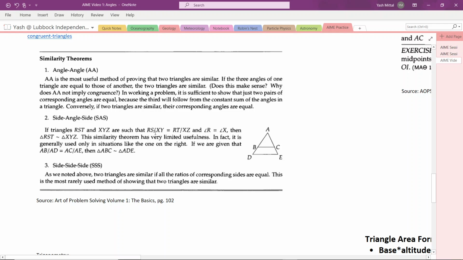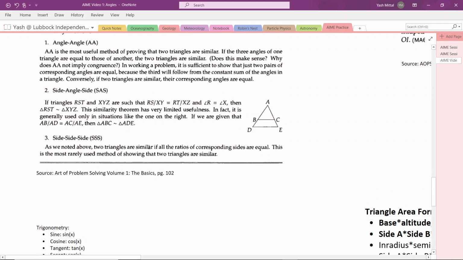This is shown right here. Triangles RST and XYZ, RS over XY, those are the two corresponding sides. RT over XZ, those are the other two corresponding sides. And the angle in between is angle R and angle X. If you can show that those two angles are equal to each other, then you can see that, all right, side angle side. And this is shown right here. AB over AD, AC over AE, and then you have angle A that's equal to angle A.